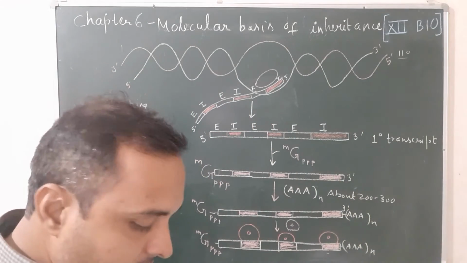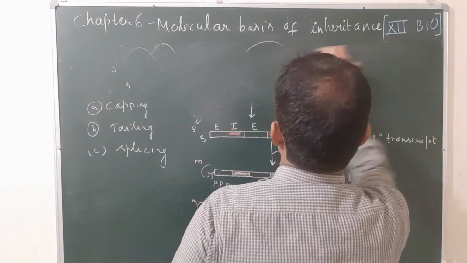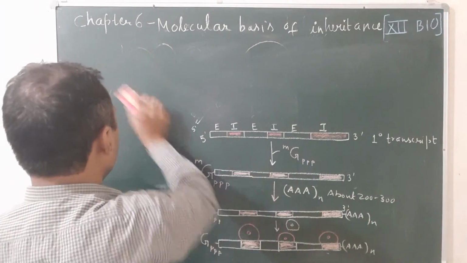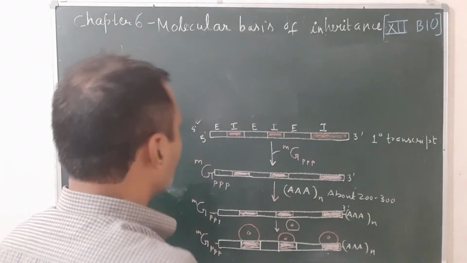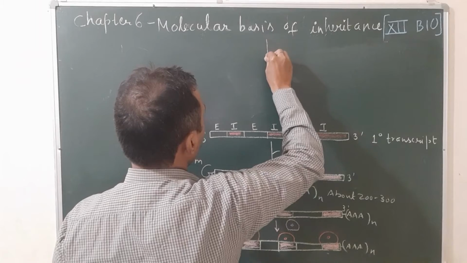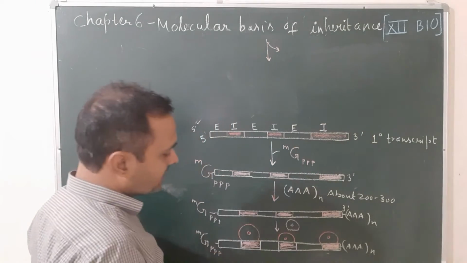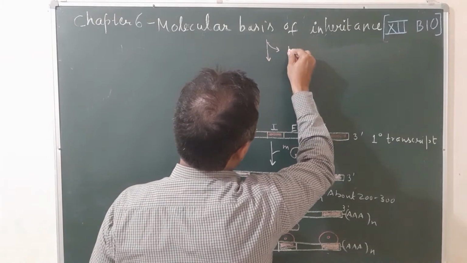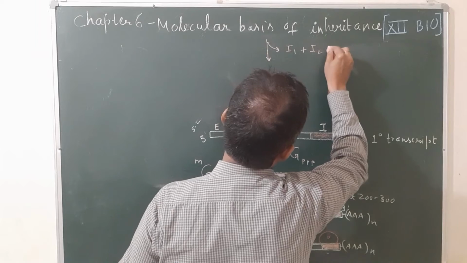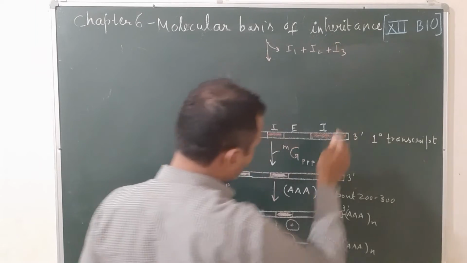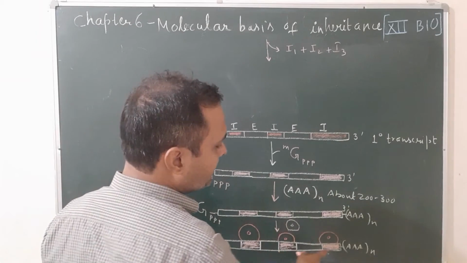At last, in the final state, the introns will be removed. You can continue the diagram downside. At the last step, introns are removed. That means how many total introns will be removed? 3 introns. That means I1 plus I2 plus I3. Suppose that this is the I1 first intron, this is the second intron, this is the third intron.